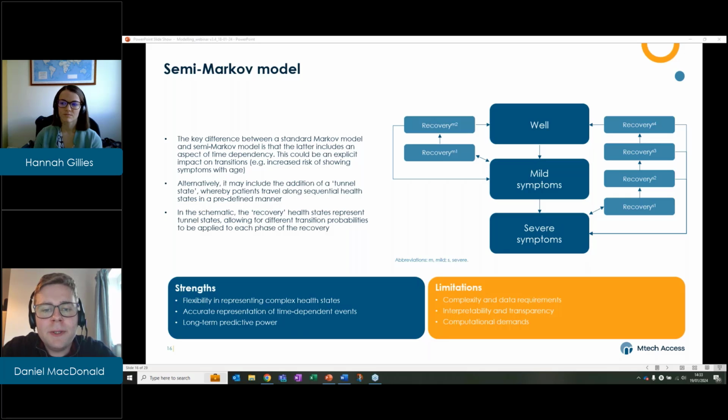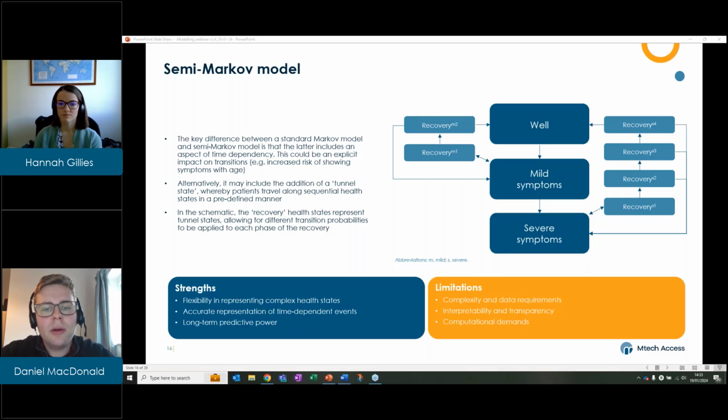What we are able to do is say, okay, if we are in the mild symptom state and we want to show the different stages of recovery, rather than just having one way go from mild, say, to well, or mild to severe, you're able to assign these tunnel states, assign costs and qualities to them, which denote the different levels of recovery you could have, and you're able to model these in model cycles.